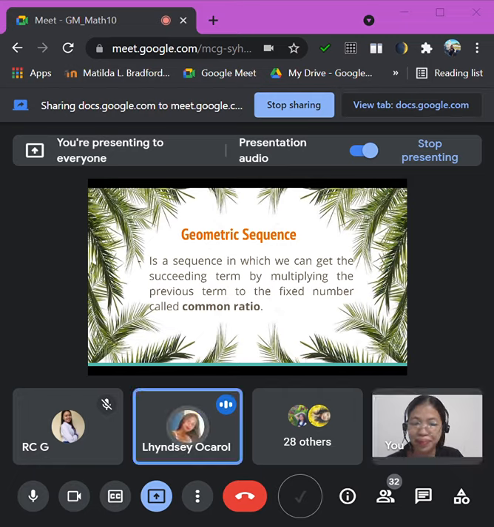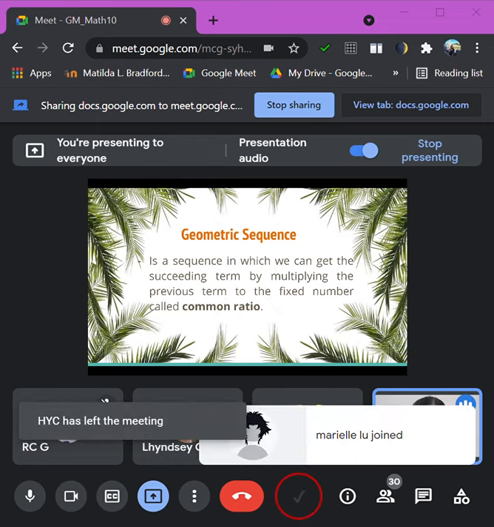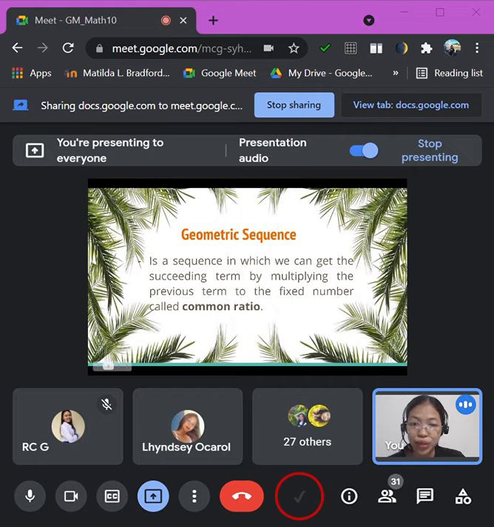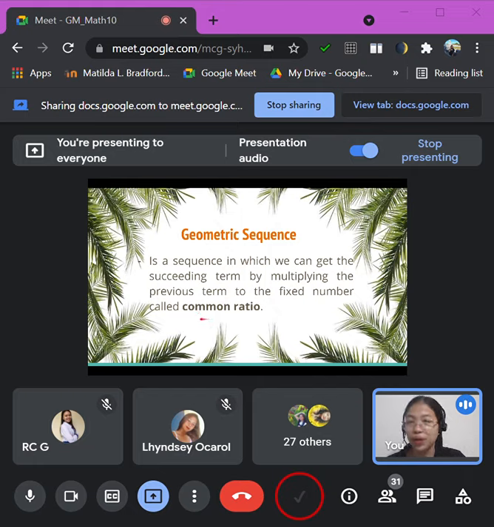Is a sequence in which we can get the succeeding term by multiplying the previous term to the fixed number called common ratio. Okay, thank you so much, Carol. So ang atong gitawag nga geometric sequence kay sequence gihapon siya pero ang atong gibuhat karon is not addition anymore but multiplication or multiplying the previous term to the fixed number called common ratio.